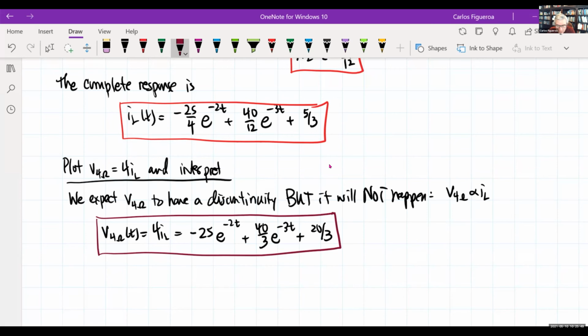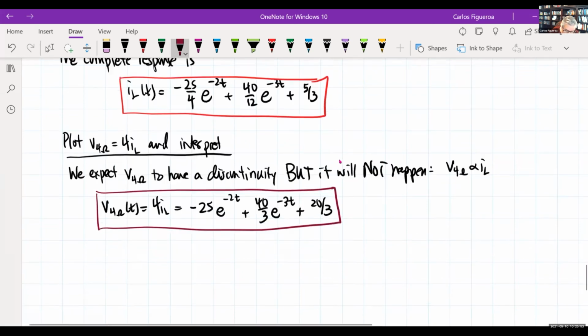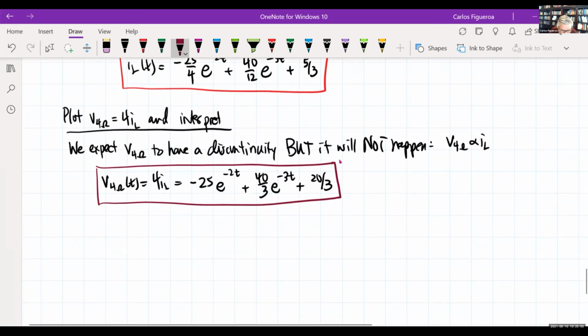So now that we know there's no discontinuity here, what am I seeing with the 4 ohm resistor? Now this is going to be the real true test of whether this is right or not. The first thing I would look at is: what is V4 ohm of 0 minus? And it should be the same at 0 plus.